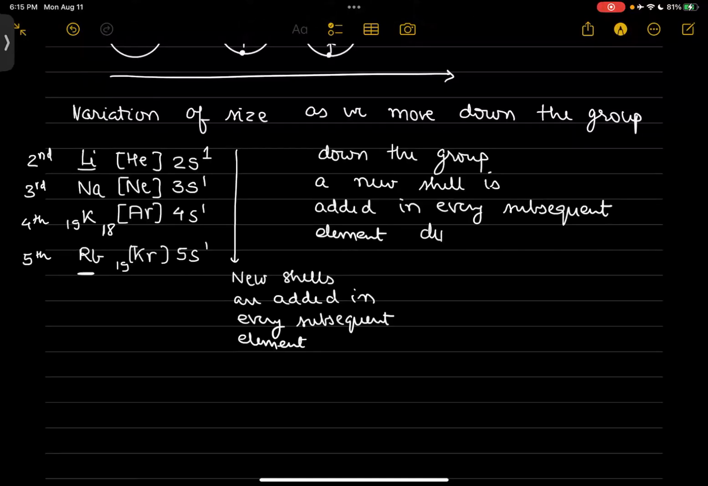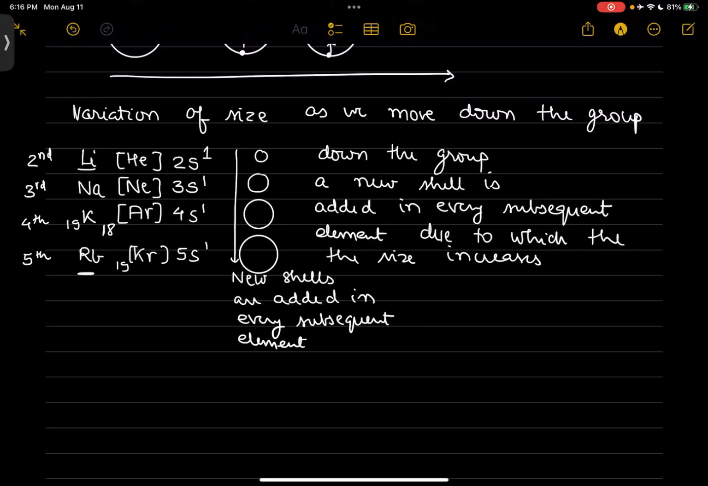So as you move down the group, what should happen? It increases, because size should increase. Got it? Yes, sir. Second shell, third shell, fourth shell, fifth shell. A new shell is added in every subsequent element, due to which the size increases. Got it? Yes, sir.